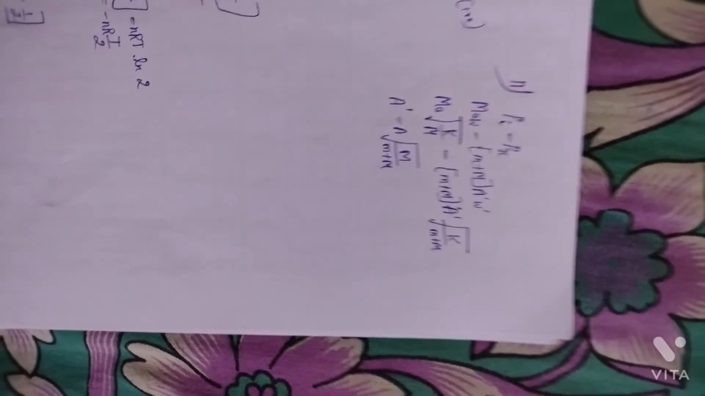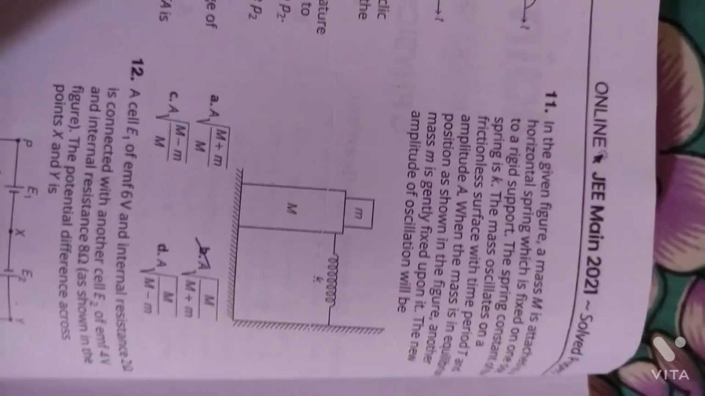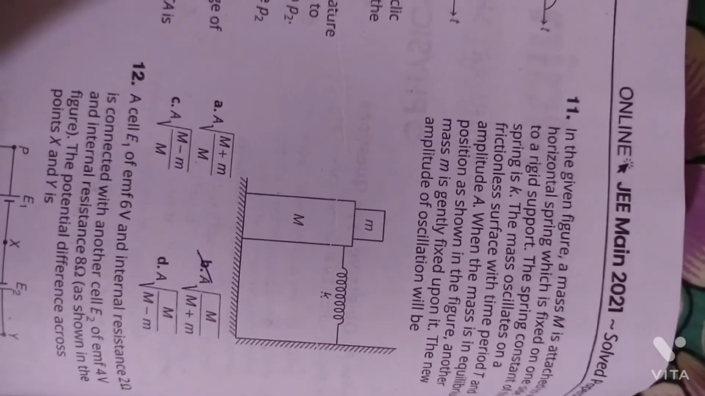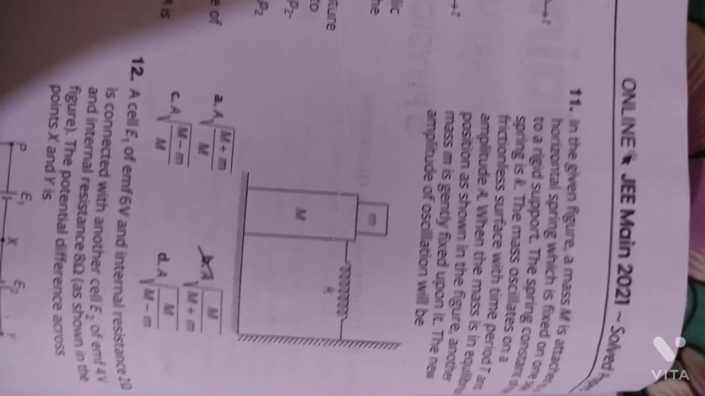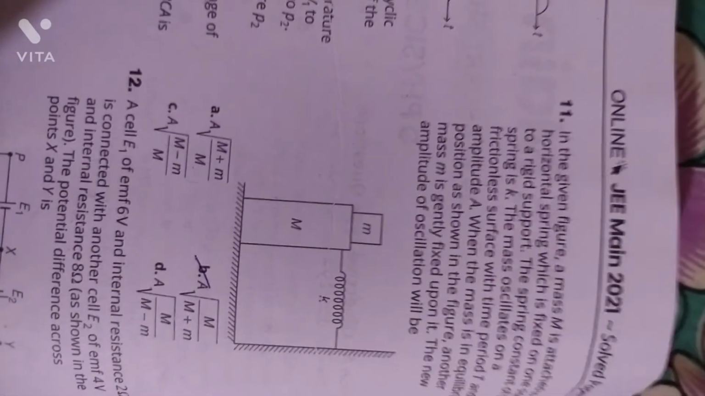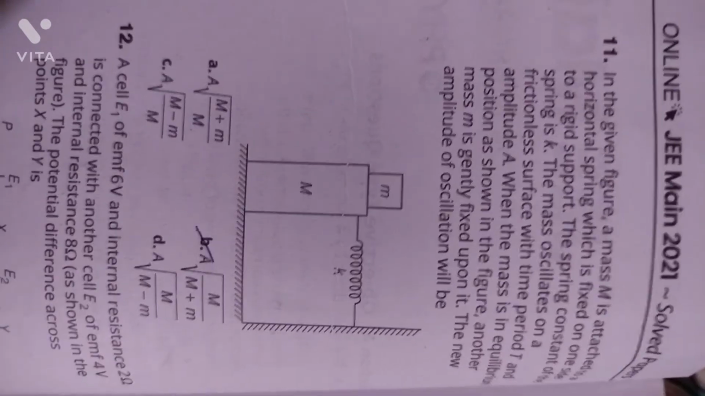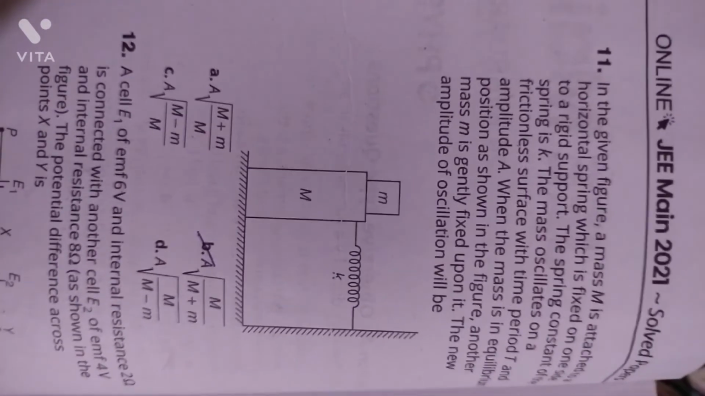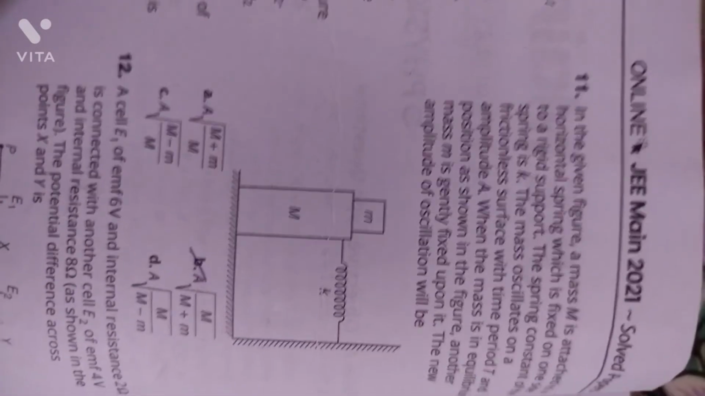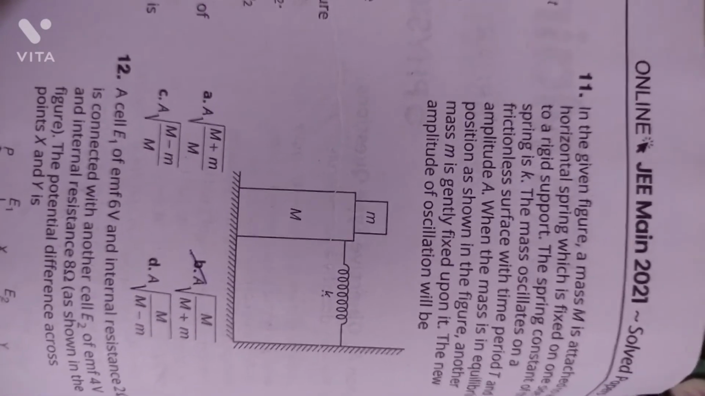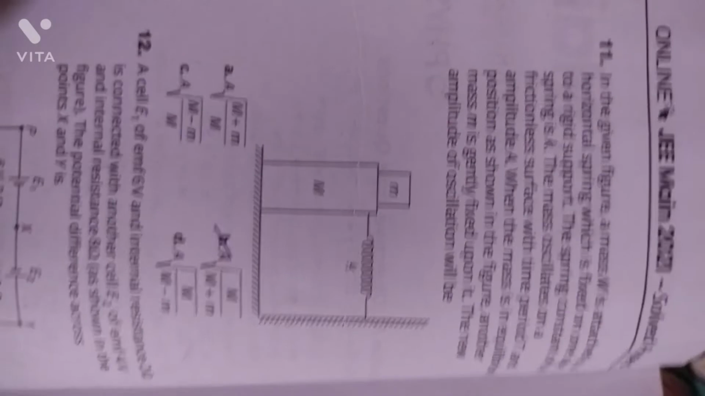So let us see which option is correct. Here in the options we got the formula, that is A into root capital M by (capital M plus small m). Okay, so it may be interchanged also, no problem. Capital M can come first or small m can come first. They may give it like that to confuse you. See here, in the first formula, A into root (2 capital M plus small m) by capital M. This is not the formula we got.